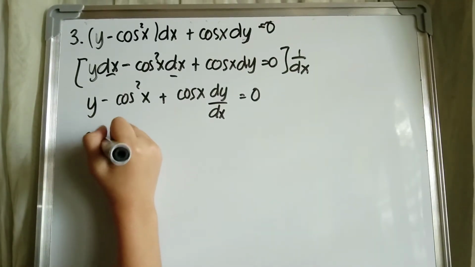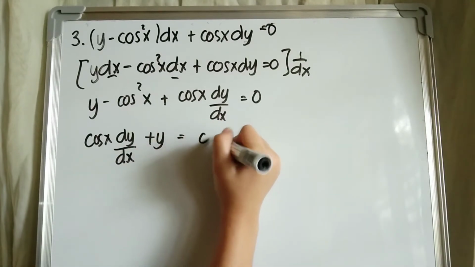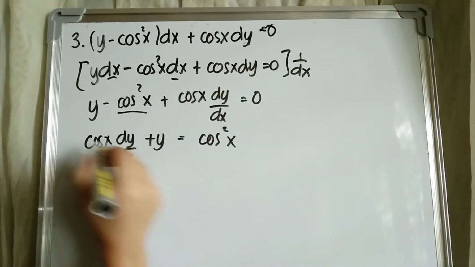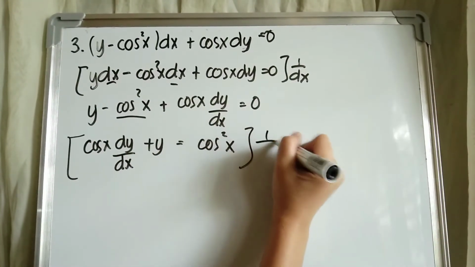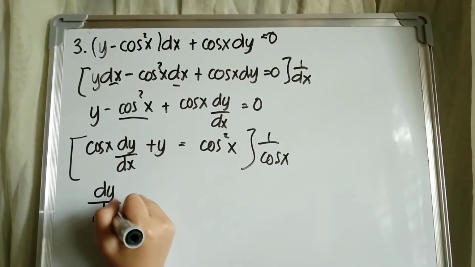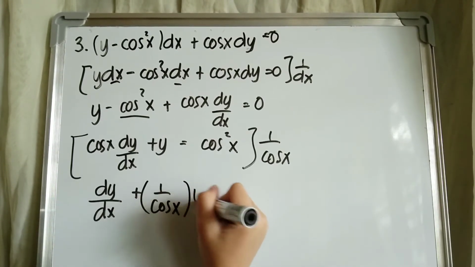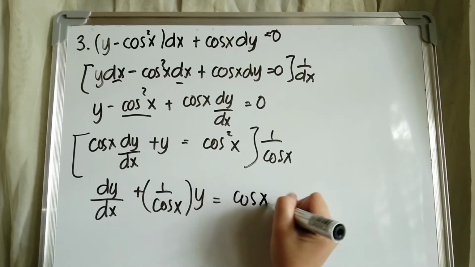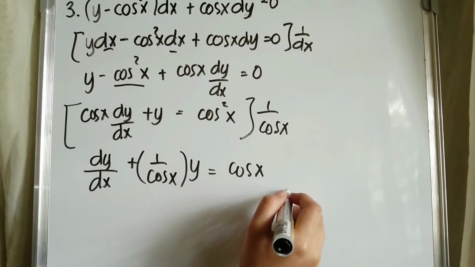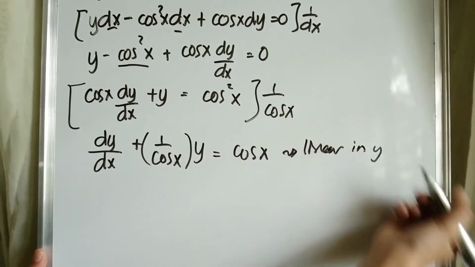So we can rewrite this into cos x dy over dx plus y is equal to cos squared x. So we just transpose this to the right side, and then we can simplify by dividing both sides by cos x. So this will become dy over dx plus 1 over cos x times y is equal to cos x. And as you can see, this is now the standard form of our equation, which is, our equation is linear in y.